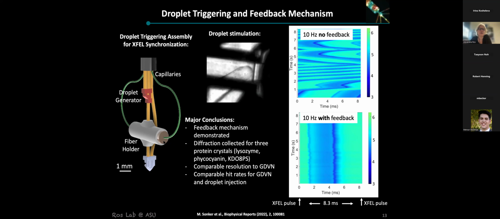Okay, so with these experiments at MFX, we could demonstrate that the feedback mechanism worked. We collected diffraction from 3 different proteins, and the resolution and the hit rates were comparable with GDVN injection.